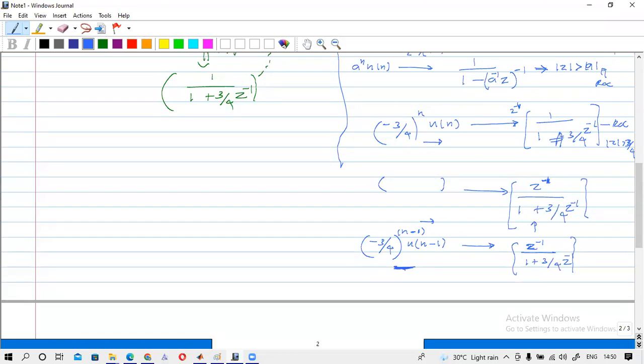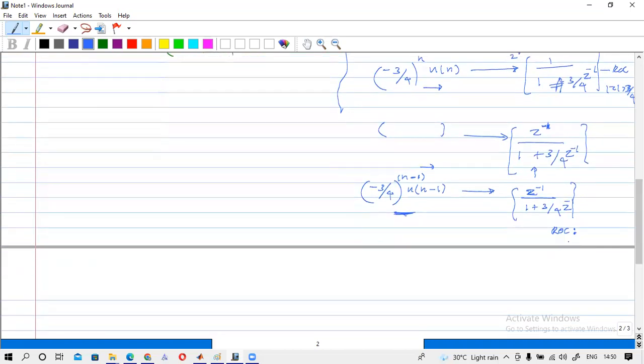We can have the corresponding time sequence for that one also. And what about the ROC? Actually for this one you do not need the ROC, but for more understanding and to refresh our memory, you can find the ROC here. What is the ROC for the original one? The ROC is the magnitude of Z greater than 3 by 4. If I mark it on the Z plane, it looks like this.